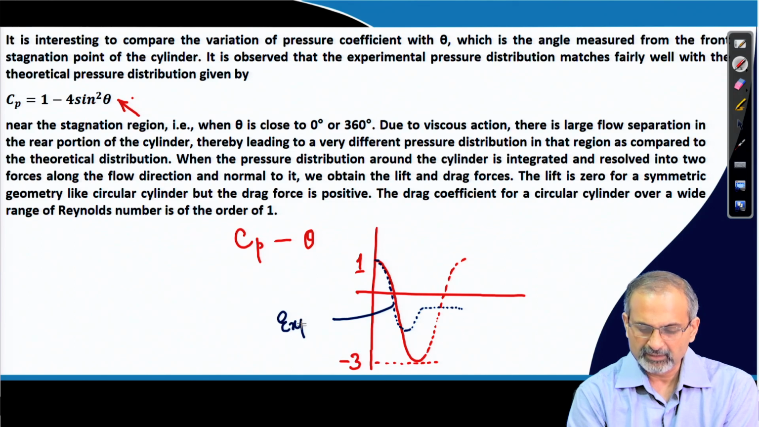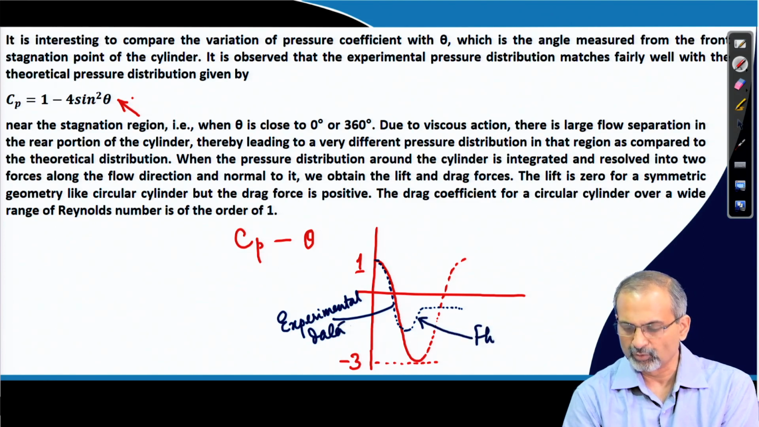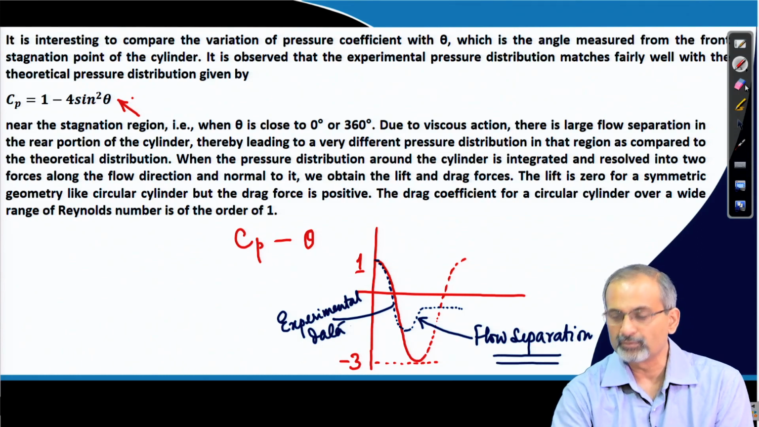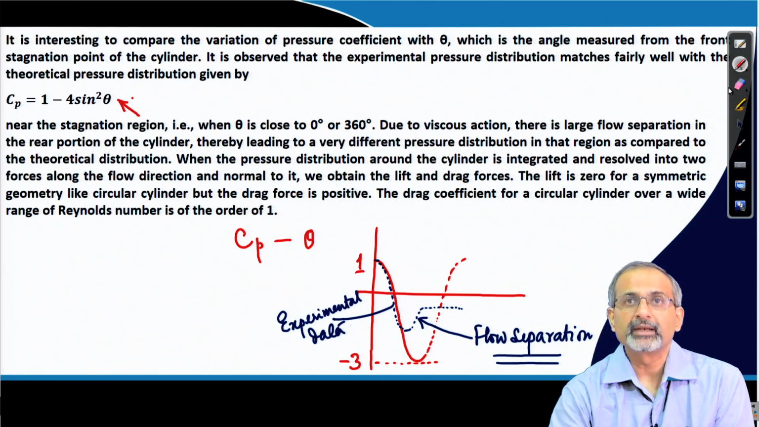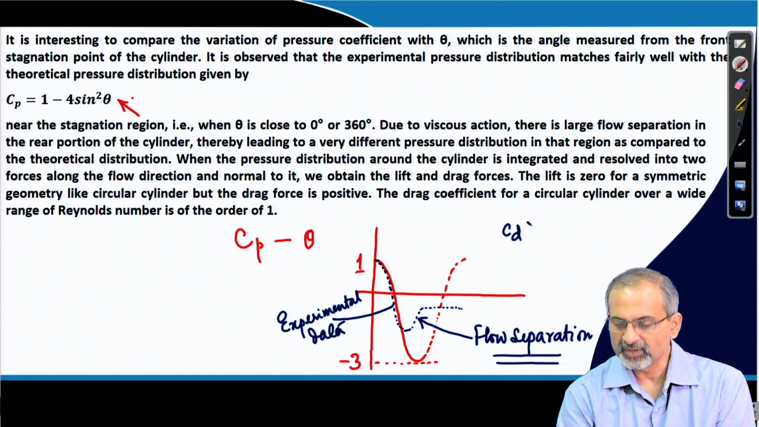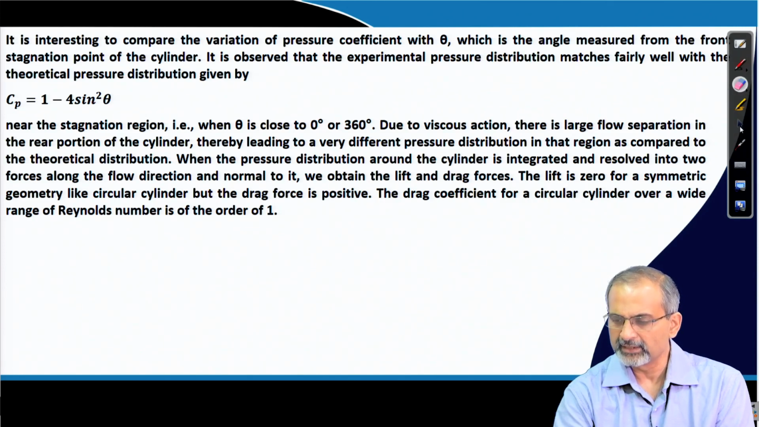So, this would be basically the trend of the experimental data, and then you know that this behavior is because of the flow separation which occurs in the rear part of the cylinder because of the adverse pressure gradient which is induced on the flow, and therefore, the flow is unable to remain attached on the body. And from this kind of a pressure distribution, try to argue how you can show that CD is greater than 0 while CL is still 0. It is a non-lifting body.